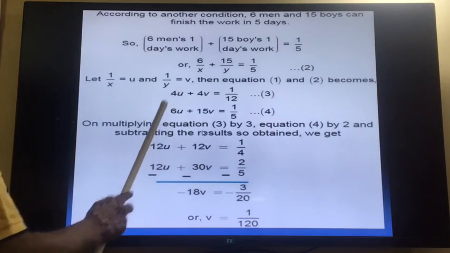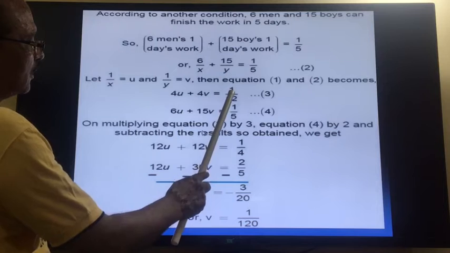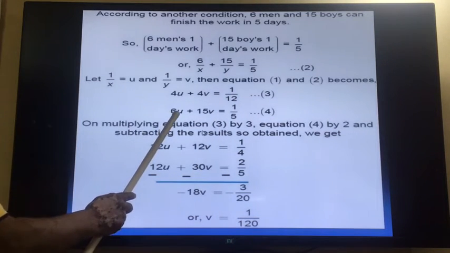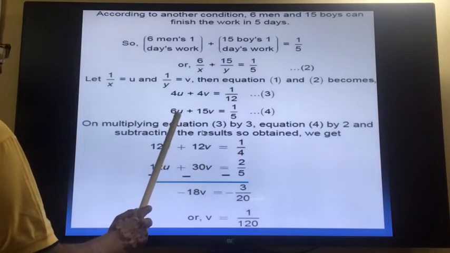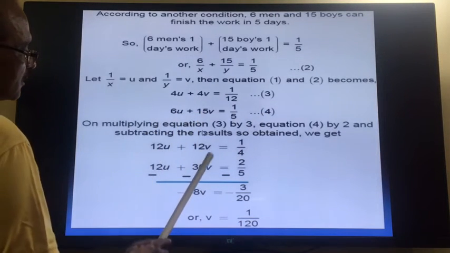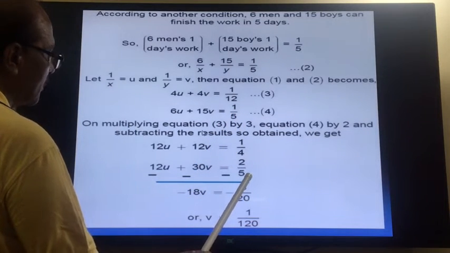So 3 into 4u is 12u, plus 3 into 4v is 12v, and 3 into 1 upon 12 will be 1 by 4. And the fourth equation, you will multiply it by 2. So 2 sixes are 12u, 2 into 15v is 30v, is equal to 2 into 1 upon 5, which will be 2 upon 5.